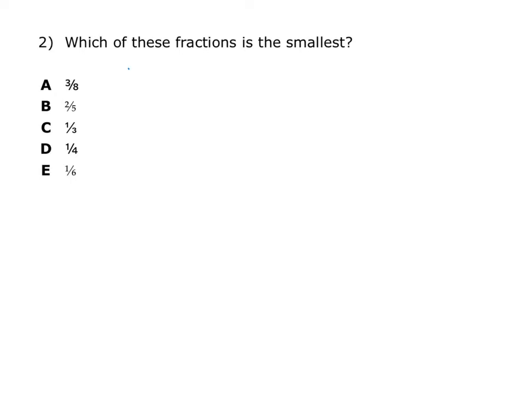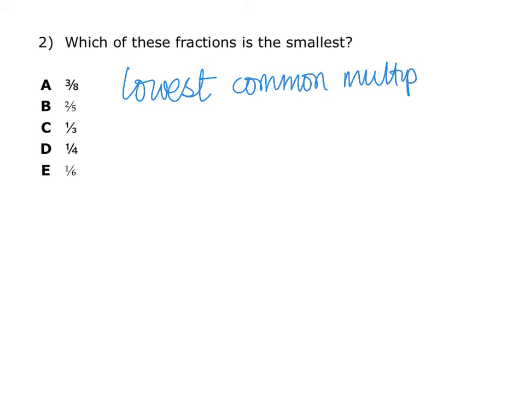So I'm going to be looking for the lowest common multiple of all of my denominators, and that lowest common multiple will help me convert the fractions, and then I can compare them. So I'm looking for the lowest common multiple of 8, 5, 3, 4 and 6, and a good place to start is with the highest number, 8.